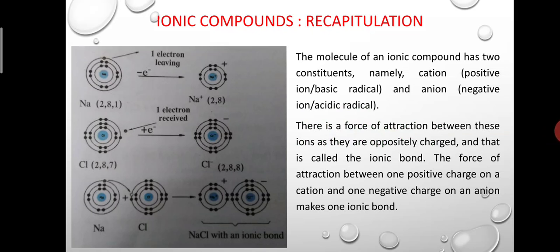After the give and take of electrons is over, the electronic configuration of both the resulting ions has a complete octet. Due to the attraction between the unit but opposite charges on the two ions, an ionic bond is formed between Na plus and Cl minus, and the compound NaCl is formed.